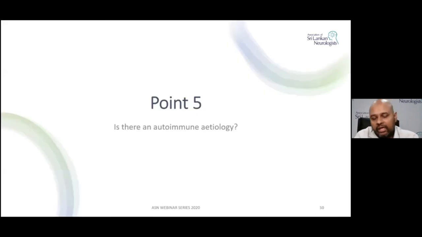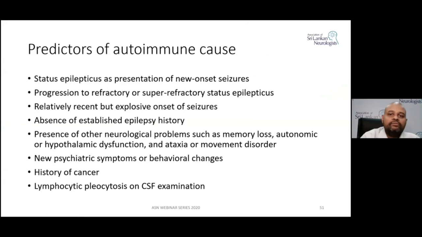Right. So the fifth point. There's a fair number of patients who come with what's called new onset refractory status epilepticus, called NORSE, N-O-R-S-E. This entity is now being recognized more and more. A fair number of patients are thought to have an autoimmune cause for the status epilepticus. And when would you think of an autoimmune cause for status? These are the points that you would generally try to remember that might point you towards status epilepticus due to an autoimmune cause.